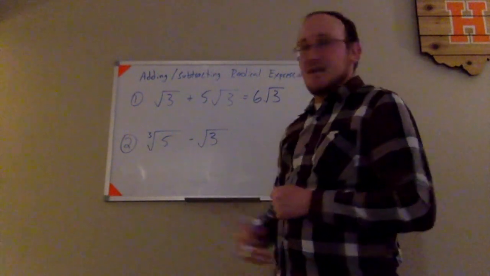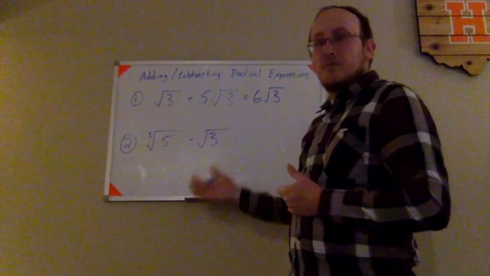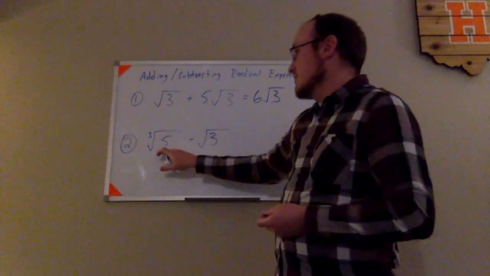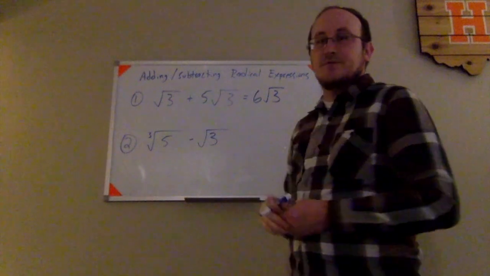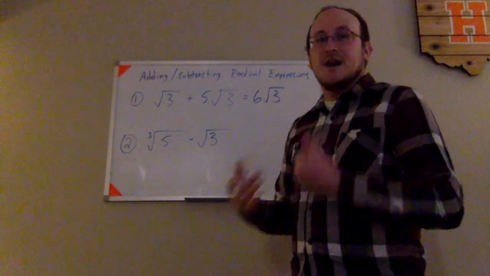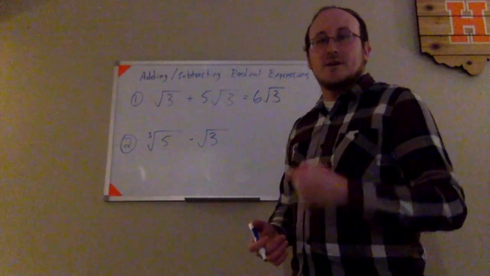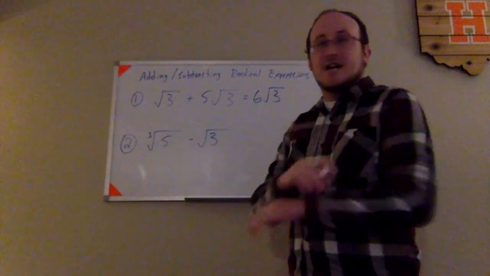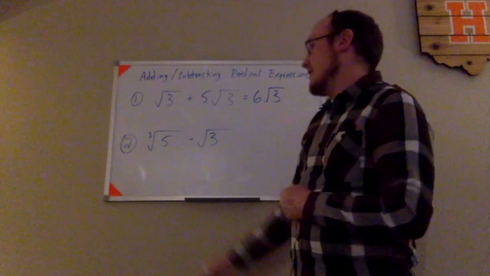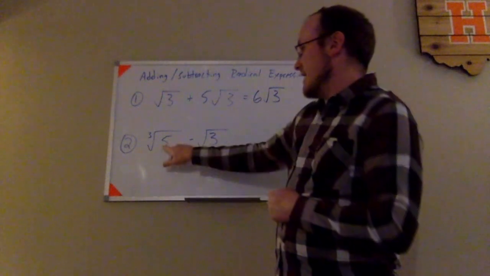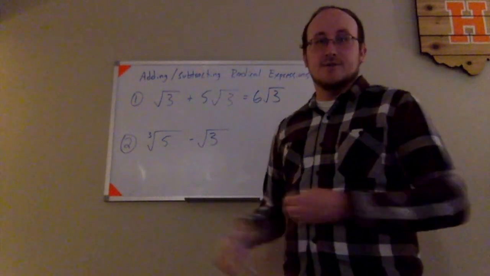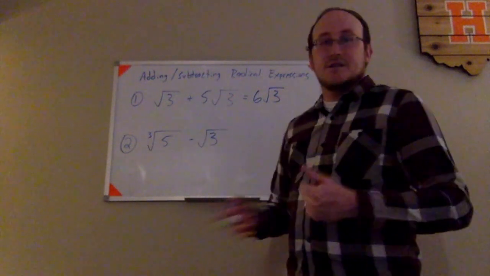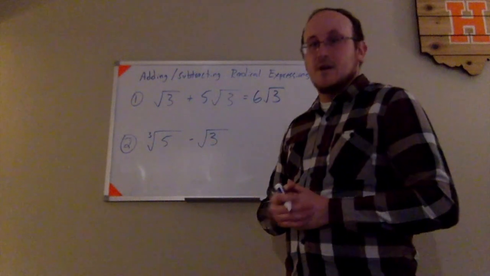Down here in example 2, we have an example of a problem that we actually cannot simplify. Here we have the cubed root of 5 minus the square root of 3. There's 2 things wrong with this. They're not like radical expressions because they don't have the same index. This has an index of 3. This has an index of 2. I can't add those together. Not only that, the radicands are not the same either. I have a 5 here and a 3 there. So because of that, I cannot add those together, or subtract those, in this case, to simplify that any further.